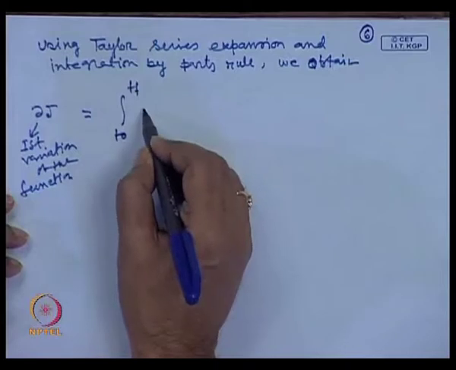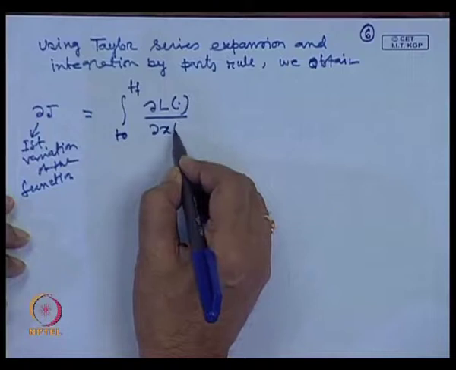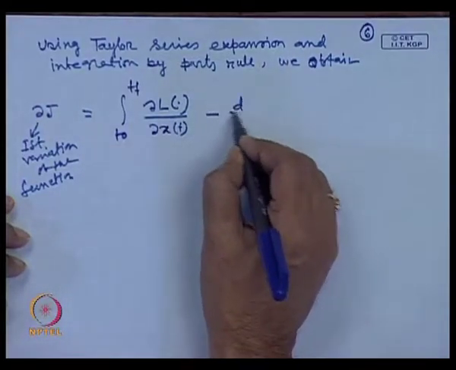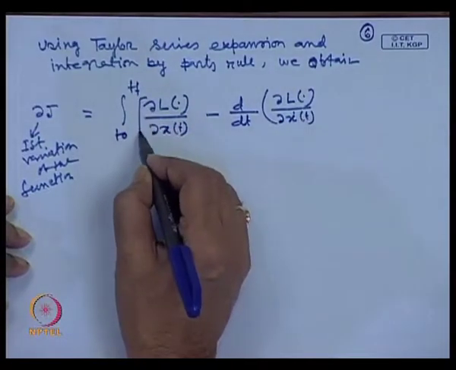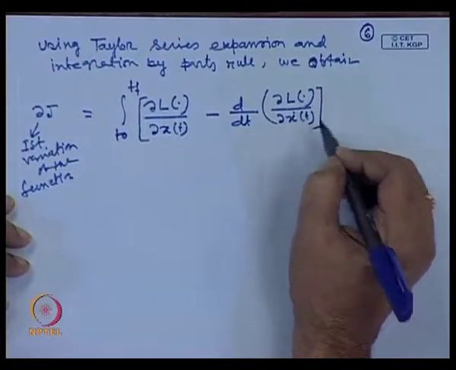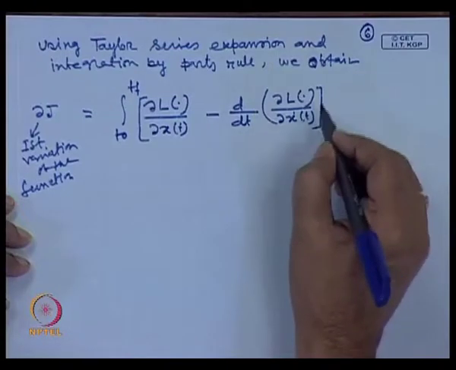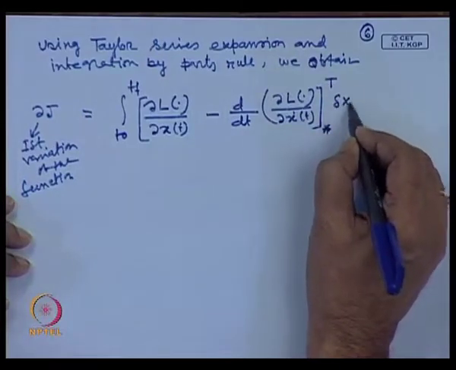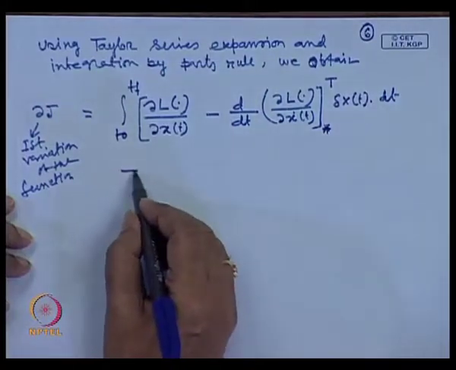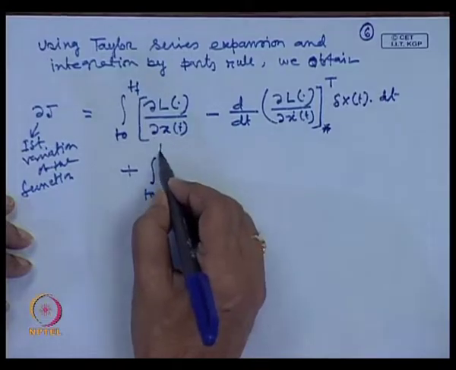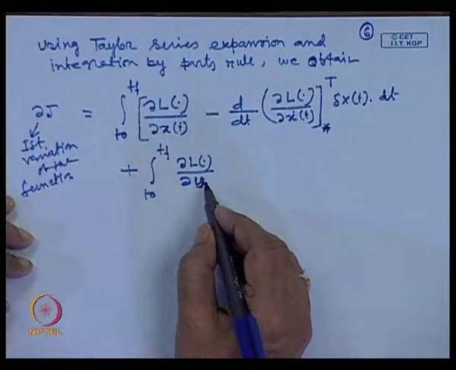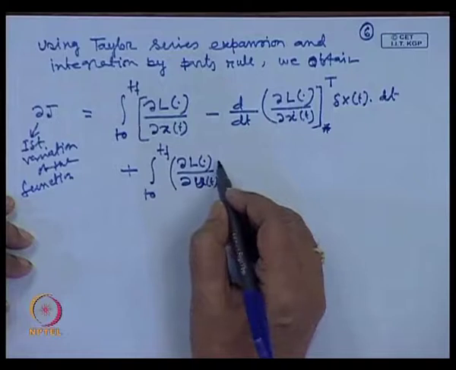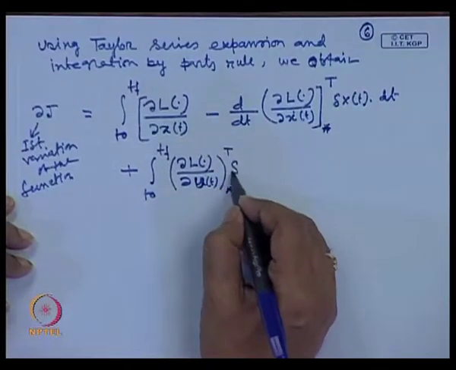So, let us see what the functional variation is after simplification. It will be the integral from t 0 to t f of del L by del x of t, minus d by dt of del L by del x dot of t, computed at the optimal trajectory, whole transpose delta x of t dt, plus the remaining terms like del L by del u, which come from the Taylor series expansion in first order terms, agree, star transpose del u of t.